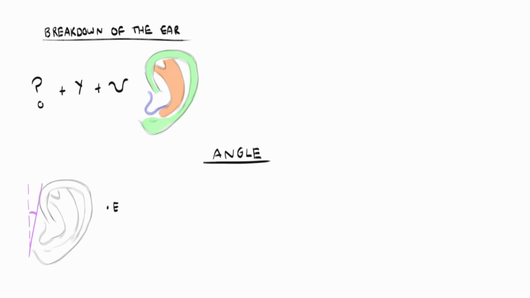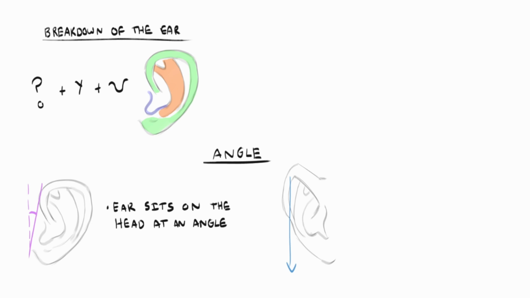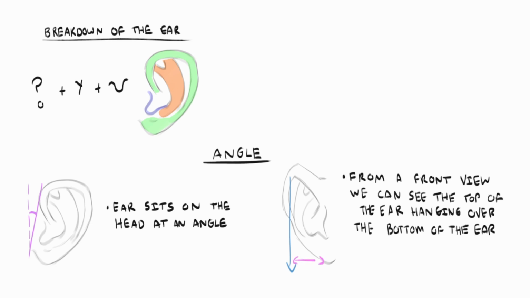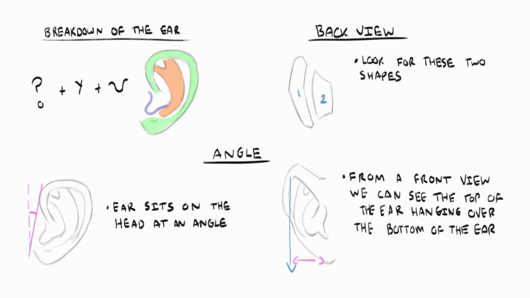It's common to draw the ear vertical to the head, but really it should be at a slight angle, like you can see here. And in a front view, you'll see the top of the ear hanging over the bottom. And from a back view, you just want to look out for these two shapes.